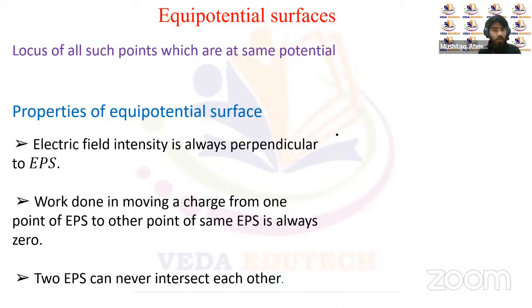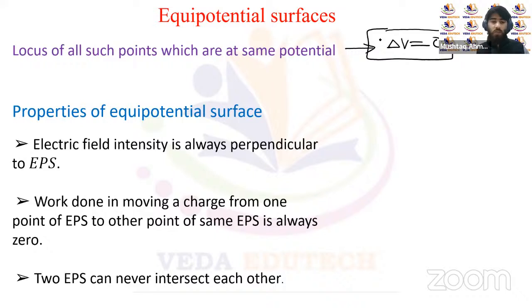Now we'll try to learn about equipotential surfaces. What actually are equipotential surfaces? It's a region in space, or we can say it's a locus of all such points in space which are at the same potential, where each and every point is at the same potential, or the potential difference between any 2 points is equal to 0. That region or space is what we call equipotential surfaces.